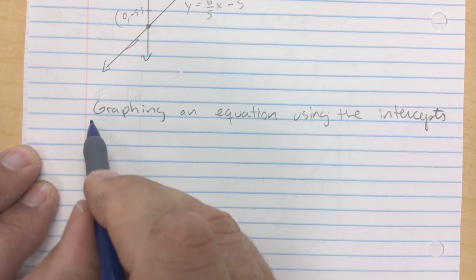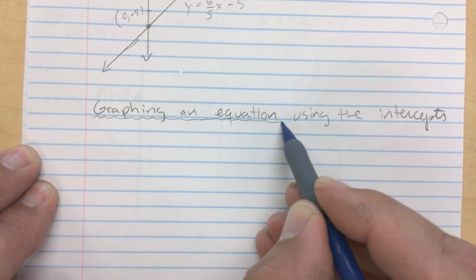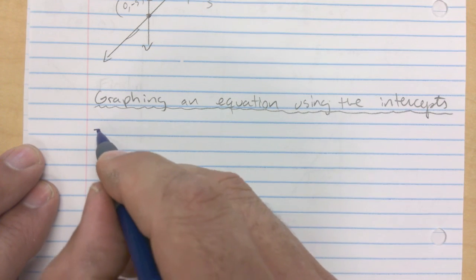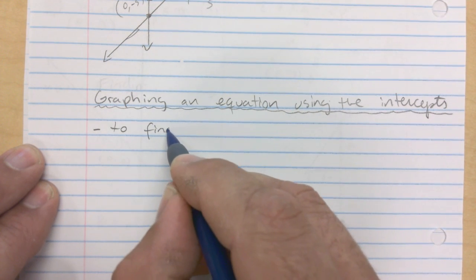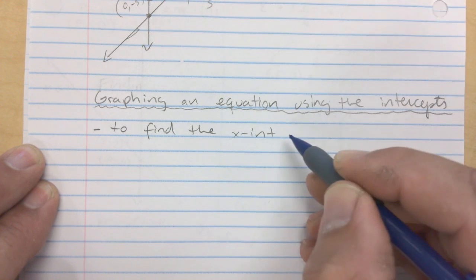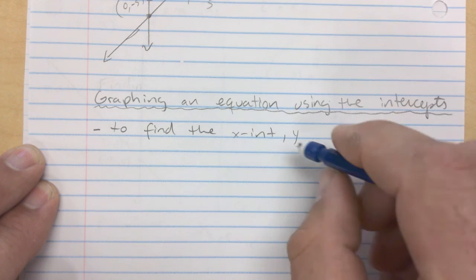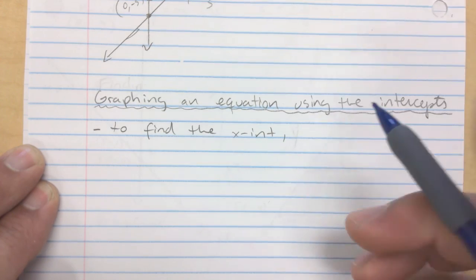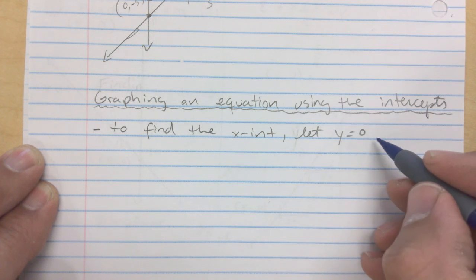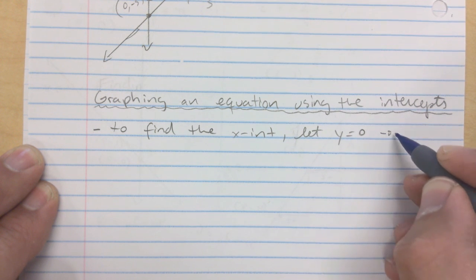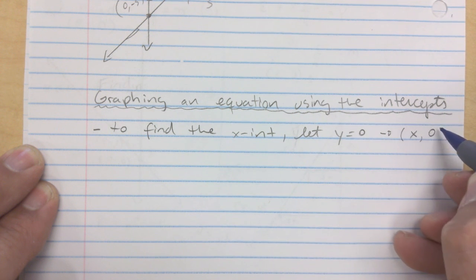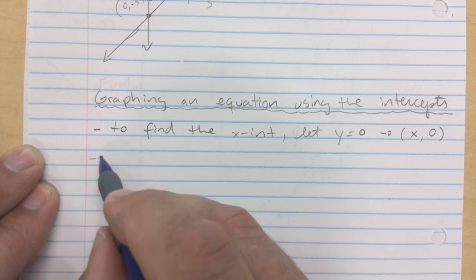Graphing an equation using the intercepts. Find the x-intercept: let y equal 0. So essentially the point you're looking for is going to be (x, 0). Okay?